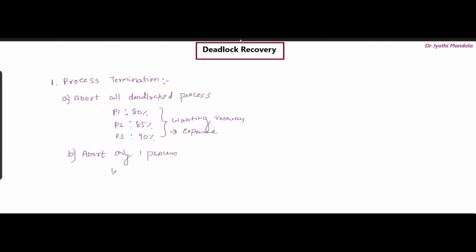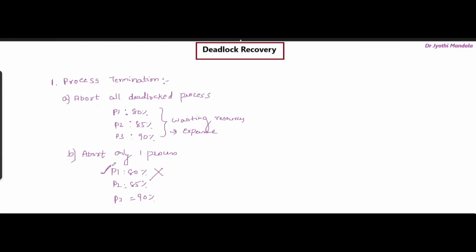Now what happens in this approach is, let us consider P1 has completed 80%, P2 has completed 85%, and P3 has completed 90% of its work, but these three are in deadlock only. Now instead of aborting all three, we need to take a process which has taken less amount of time compared to these three. Here P1 has taken less amount of time compared to P2 and P3. So this has to be aborted first.